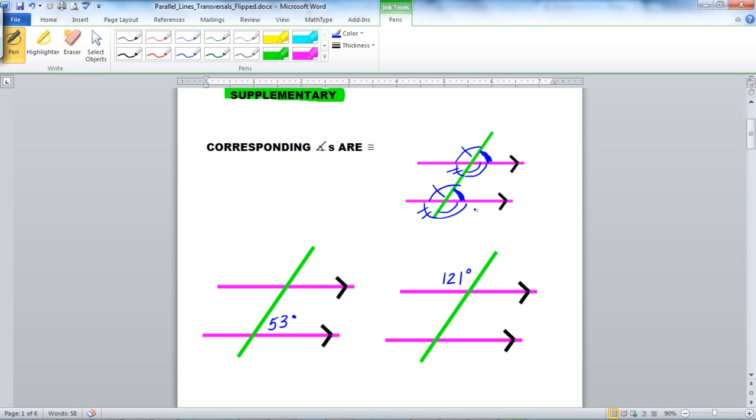if this is 53 degrees, its corresponding angle, notice it's on the same side of the transversal, and one is on the inside and one is on the outside of the parallel line. So that's 53 degrees right there. So same example over here, this is 121 degrees here, so that is 121 degrees right there.